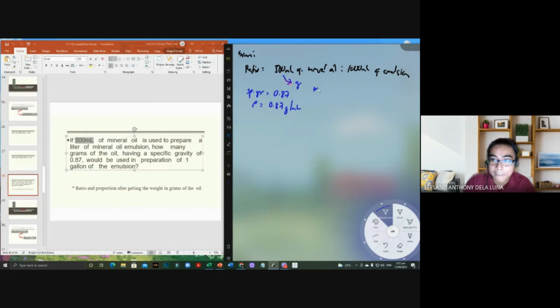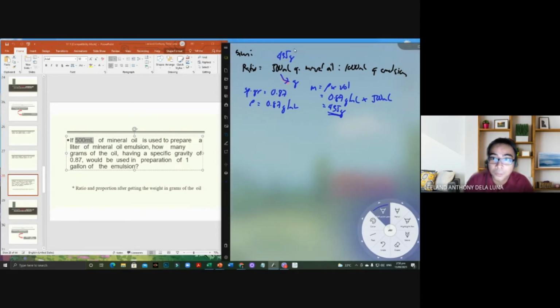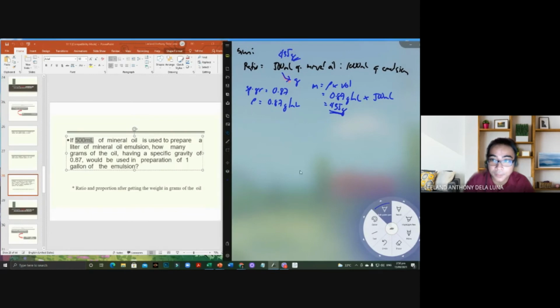Sabi natin, mass equals density times volume. And that density is 0.87 grams per ml times 500 ml. And my mass would be 0.87 times 500, 435 grams. Correct? So 500 ml is equivalent to 435 grams. Okay? So yan na yan.